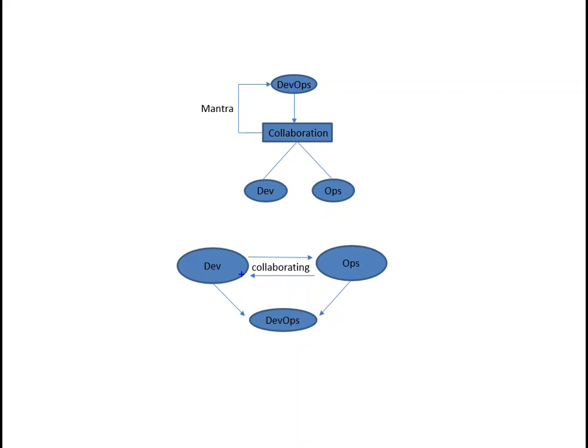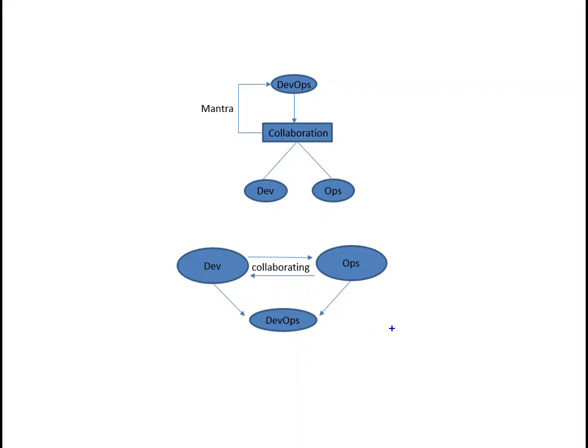So, the title of DevOps has come by development collaborating with the operations team, and then operations collaborating with the development team, and both working together is DevOps. Hence the title DevOps. So let us understand what collaboration really means in the software development and DevOps context.